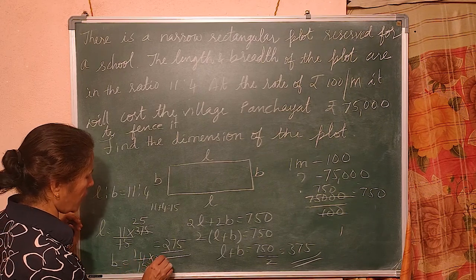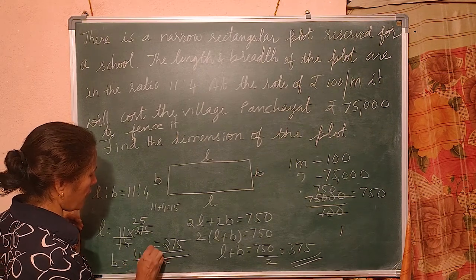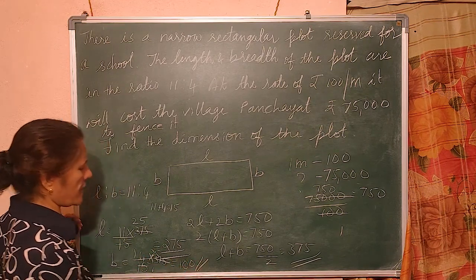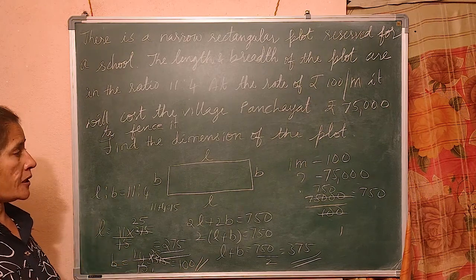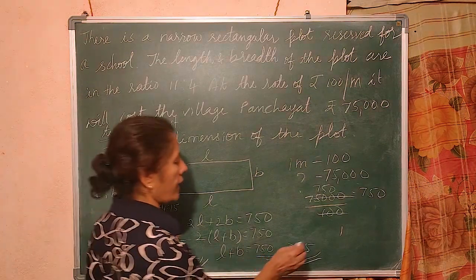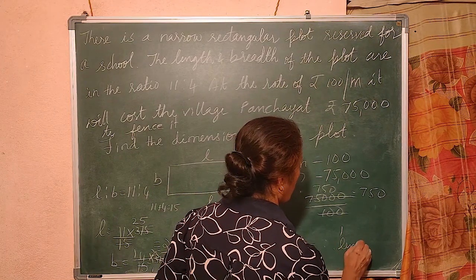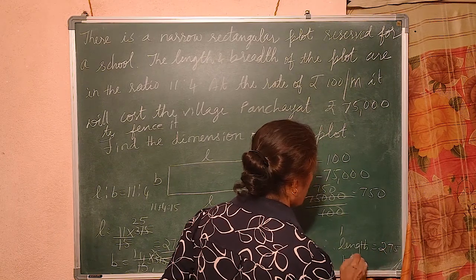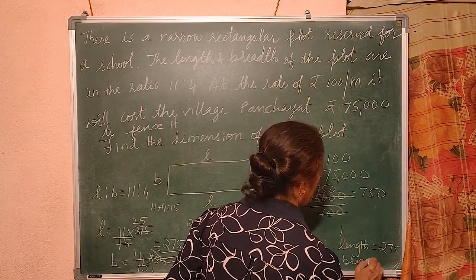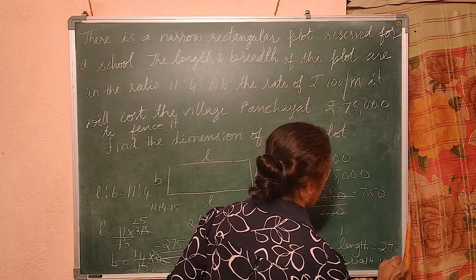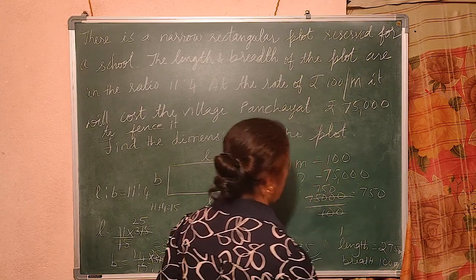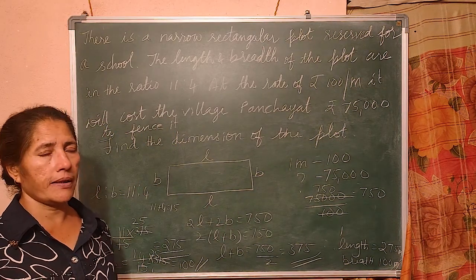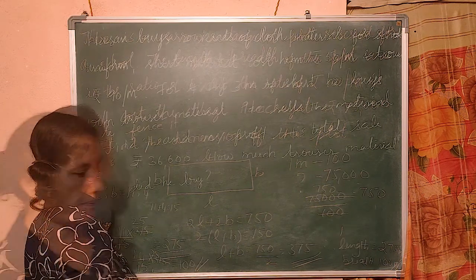Out of 375, how much? 1 fives are 5, 2 fives are 10, 5 fours are 100. Is 275 plus 100 is 375? Yes. So what can we say? Therefore, length of the rectangular plot is 275 and breadth is 100. Right? This is 100 meter, this is 275 meter. That is why the expenditure was 75,000. Is it clear? Let us move on to the next question.